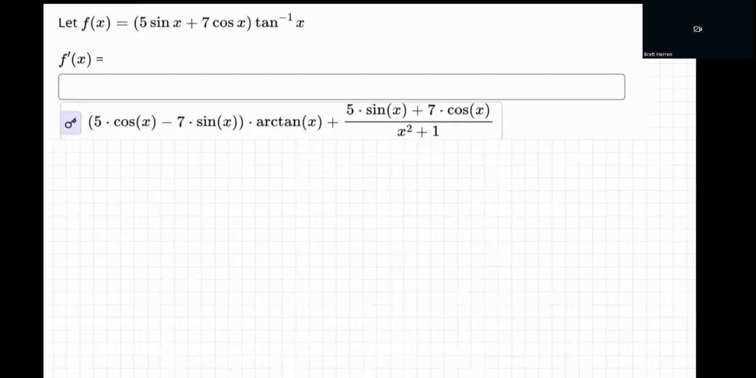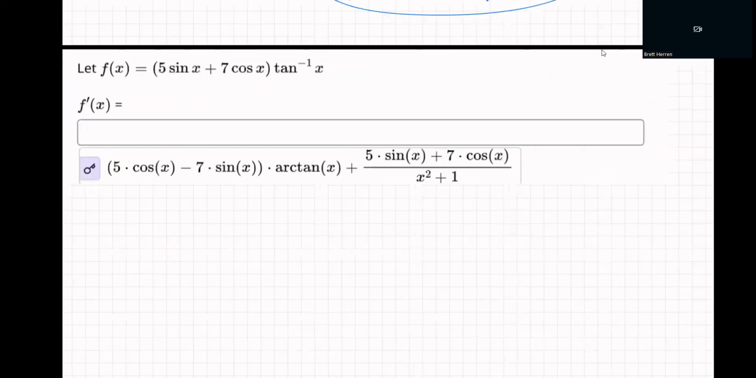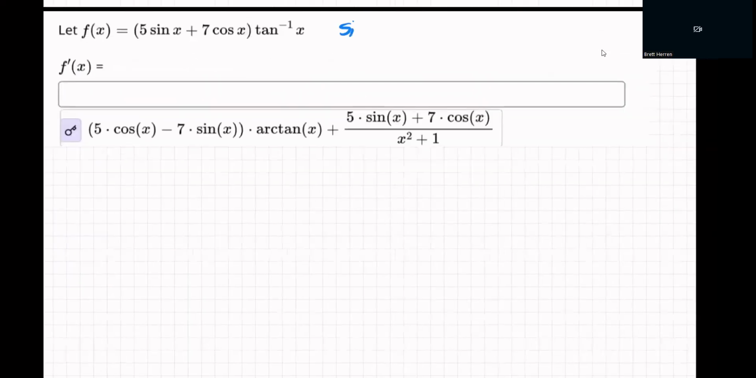Well, it's an example where we have sine, cosine, and an inverse tangent. All right, well, let me give you the rules here for the inverse trig functions, which you may or may not know already. Sine inverse of x, the derivative is 1 over the square root of 1 minus x squared.